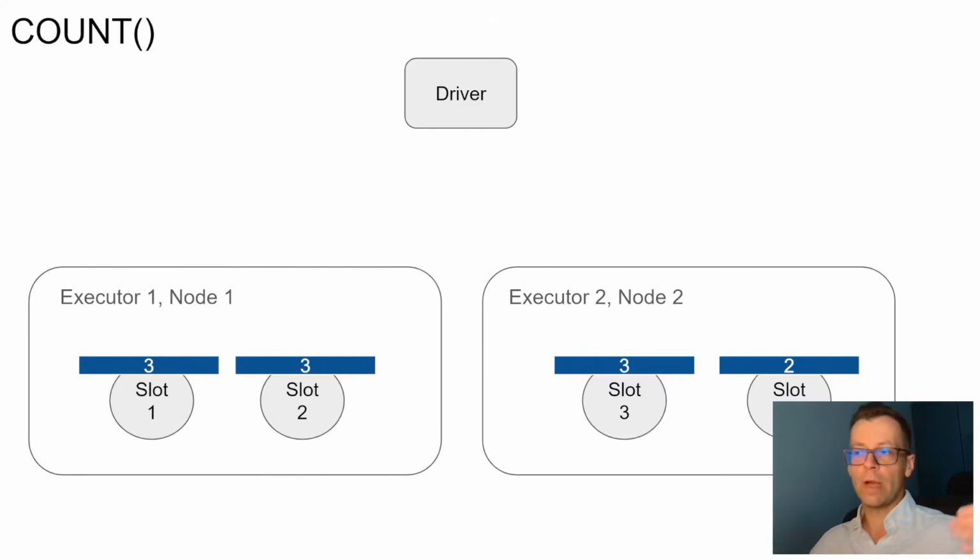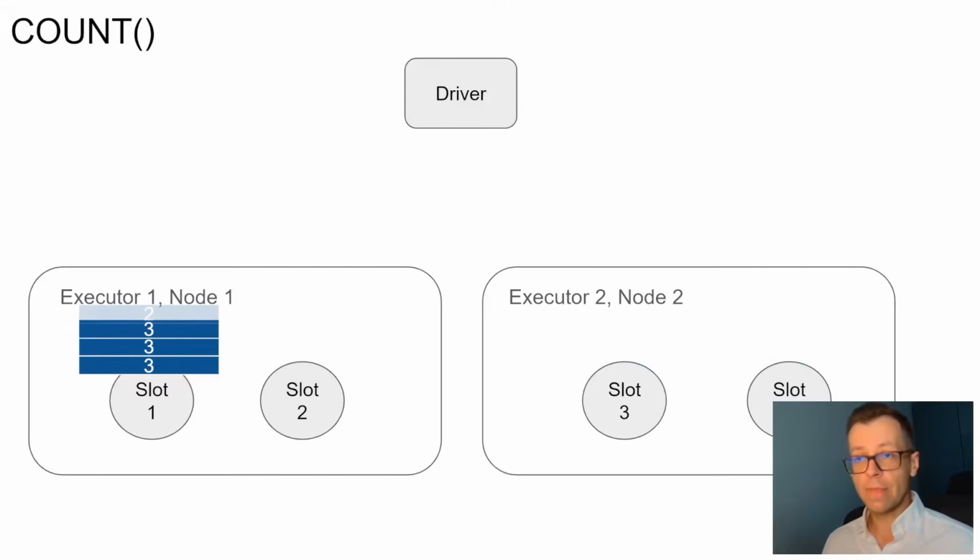And we are halfway done. We have local counts, but we don't have a final number. The next task, which the driver will send to the executor, will assign one executor to get all the data from all other slots and from all other executors, like in this example. Another task it will send to this executor will be to perform a final count. And that will be the final count.